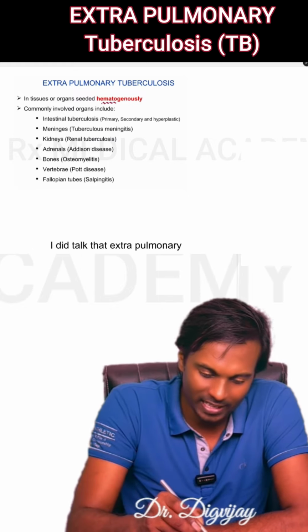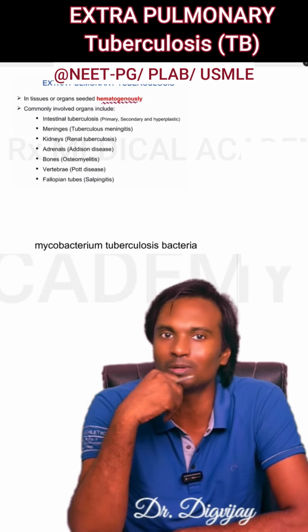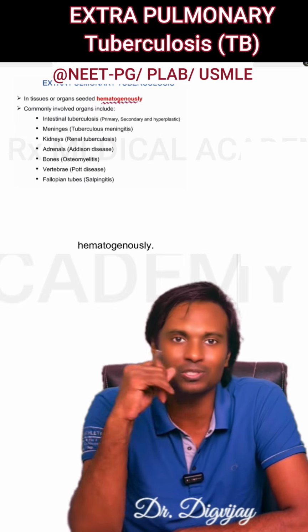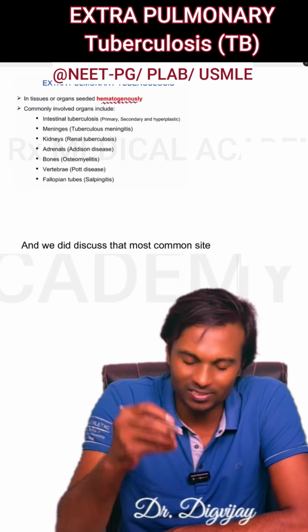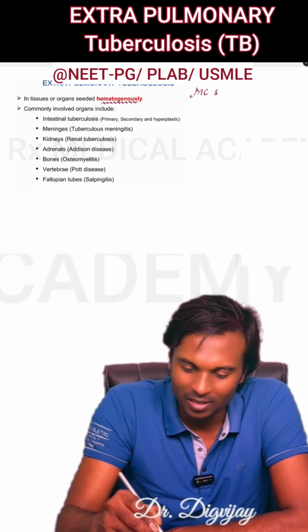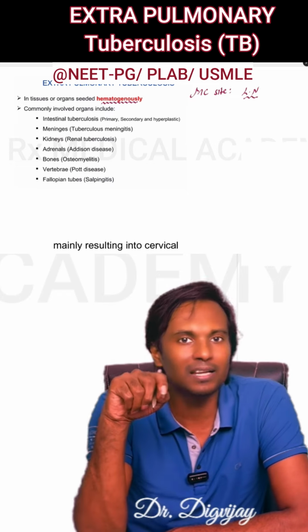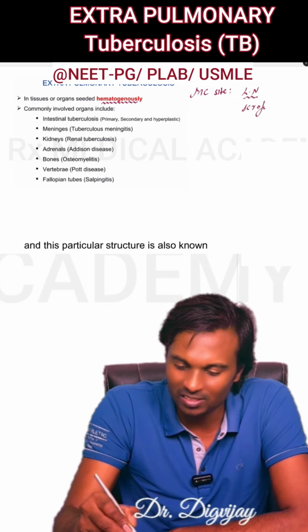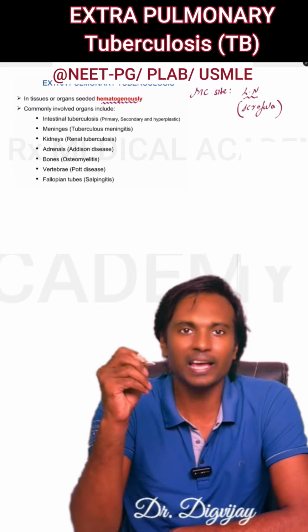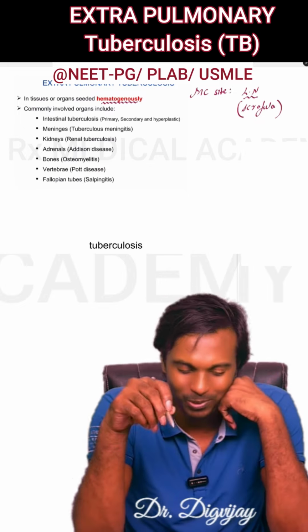I did talk that extrapulmonary tuberculosis happens due to spread of this Mycobacterium tuberculosis bacteria hematogenously, that is via blood, not via lymphatics. And we did discuss that most common site for extrapulmonary tuberculosis is your lymph node, mainly resulting into cervical lymphadenitis, and this particular structure is also known as scrofula. And what is the second most common site? That is your pleura, resulting into pleural tuberculosis.